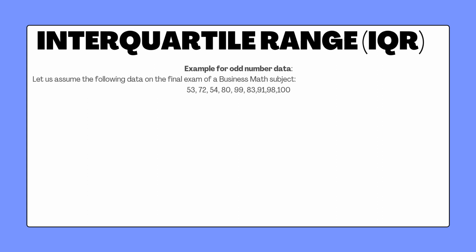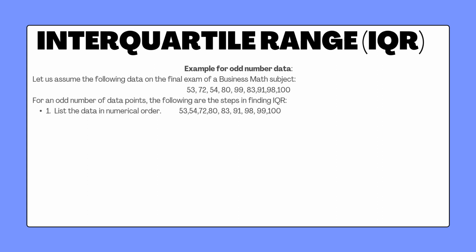Let us assume the following data on the final exam of a business math subject: 53, 72, 54, 80, 84, 83, 91, 98, 100. First, order the data: 53, 54, 72, 80, 83, 84, 91, 98, 100. Next, find the median or middle value. In this data set, 83 is the median.